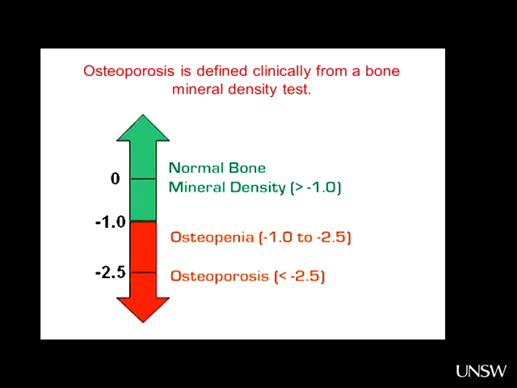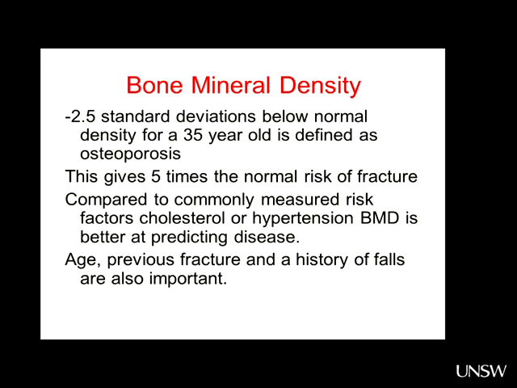But basically, osteoporosis clinically, and this is the only clinical test we have, bone mineral density, is defined as less than 2.5 standard deviations from the norm. It sounds quite complicated, but that's how bone mineral density is calculated, as standard deviations from the norm of a healthy 35-year-old. I'll explain the reason for that a little bit later.